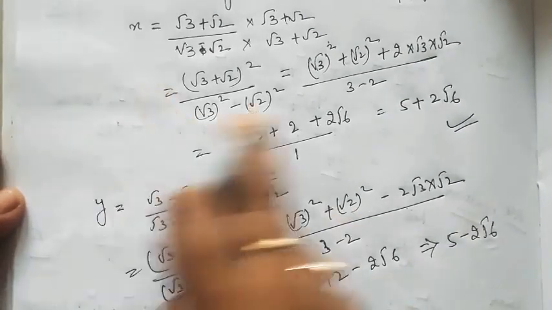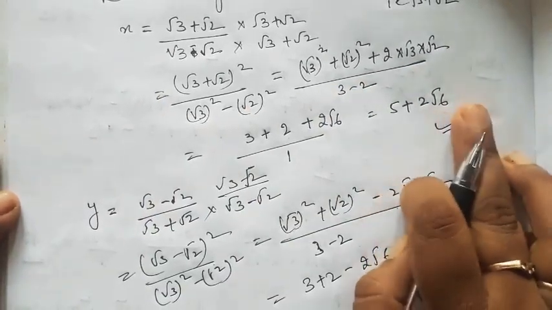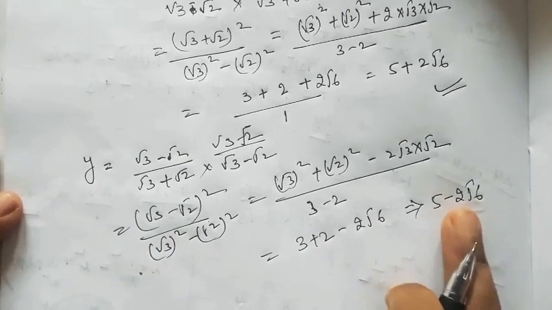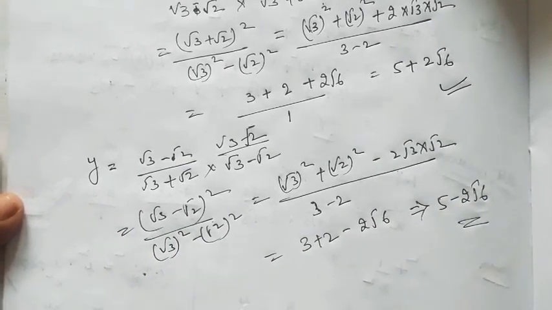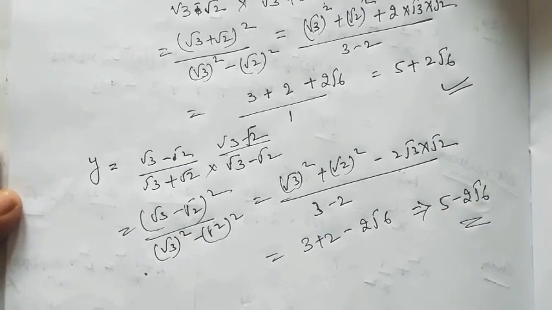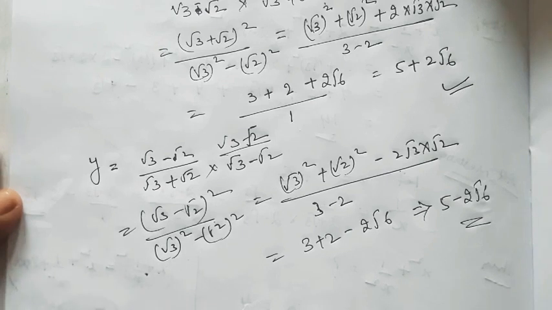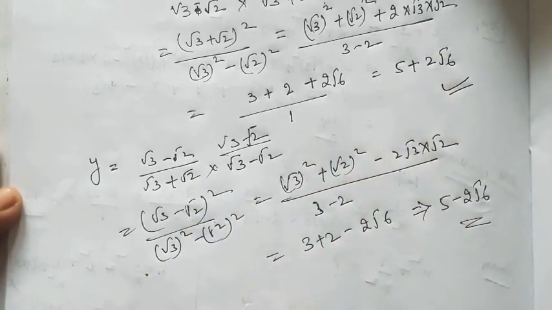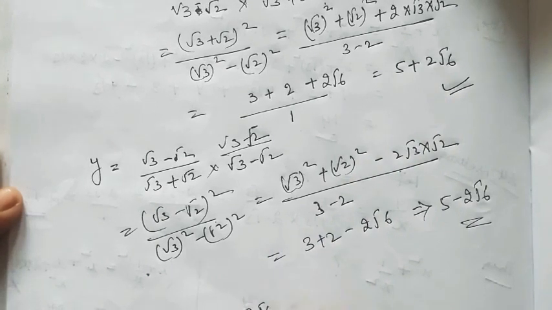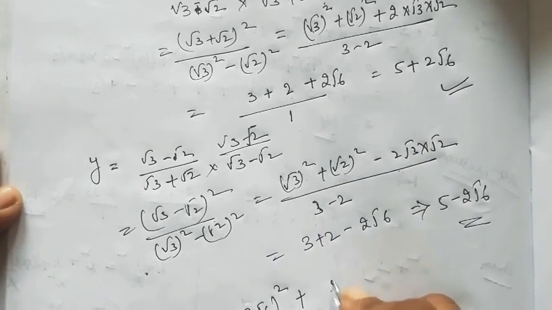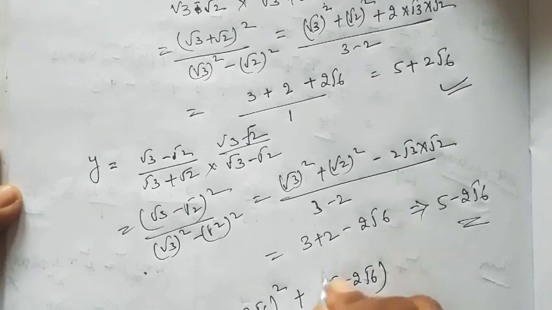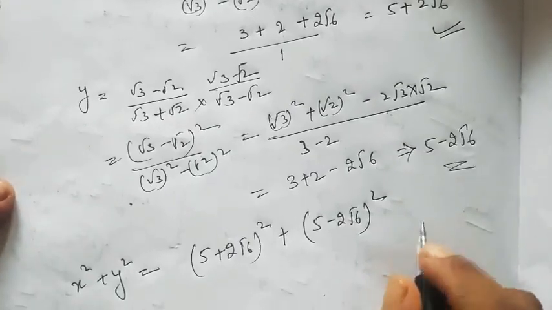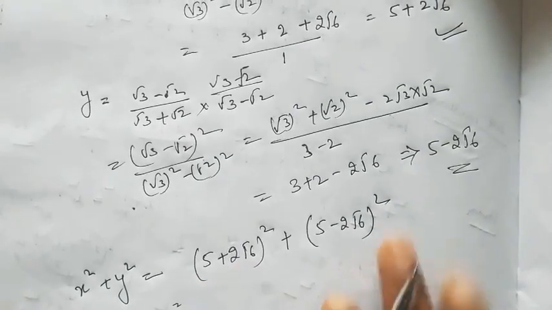So here I get the value of x is equal to 5 plus 2 root 6, and the value of y is 5 minus 2 root 6. Now see the question, we need to find x square plus y square. We need to square both and then add: 5 plus 2 root 6 whole square plus 5 minus 2 root 6 whole square. Just expand it again.